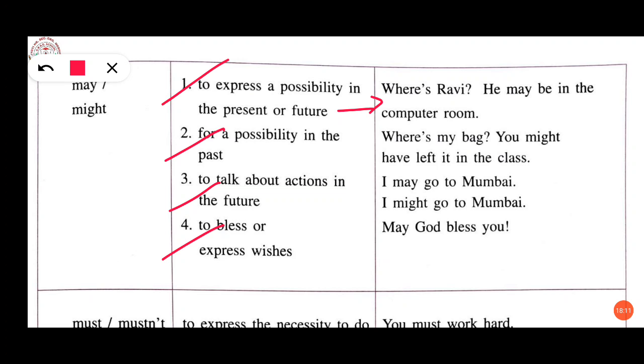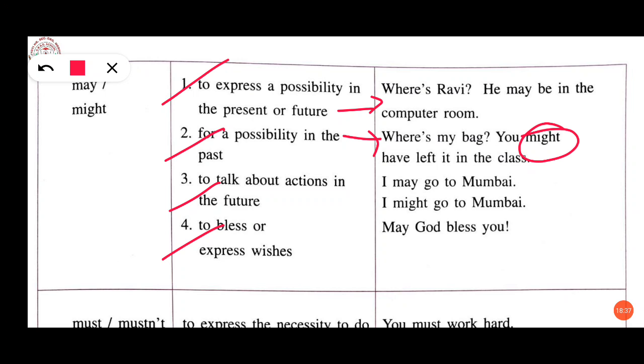Now second is for a possibility in the past. Where's my bag? You might have left it in the class. For the possibility in the past, we will use this might. If you are asking where is my bag, you might have left it in the class, you should check it out. Third is to talk about actions in the future.